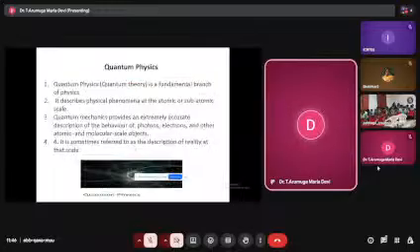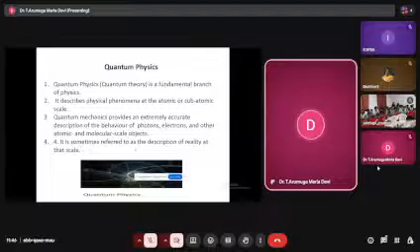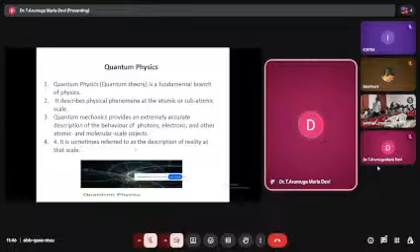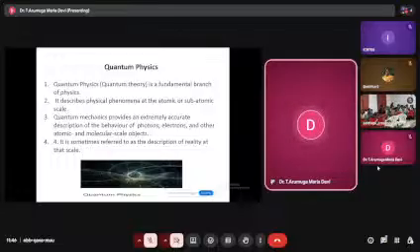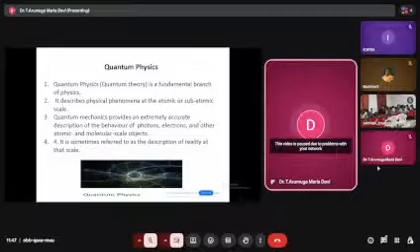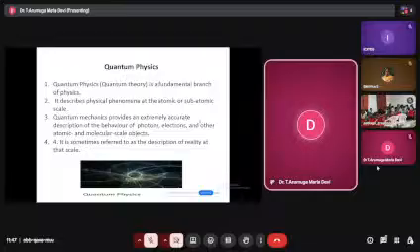So let me discuss some quantum physics. What does quantum physics mean? It's based only on quantum theory. So it is the branch of physics only. This is about physical phenomena, right? So at an atomic or subatomic scale only we have to define it, and it gives an accurate description of the behavior of photons, electrons and other atomic and molecular scale objects, and the description of reality at that scale only. We can define this as quantum physics.